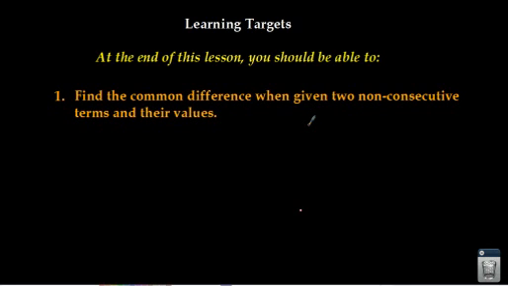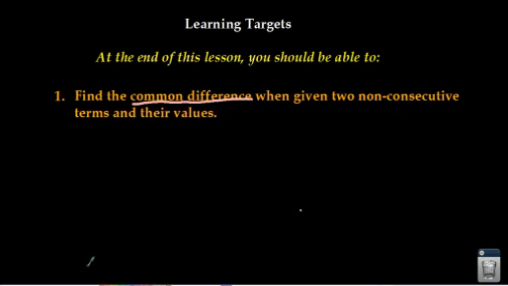This is lesson 8C3. Our learning target for today is to find the common difference when given two non-consecutive terms and their values. Based on this common difference, we can find different values in an arithmetic sequence. I know it's arithmetic because only arithmetic sequences have common differences. We could also find the sums of sequences based on this.